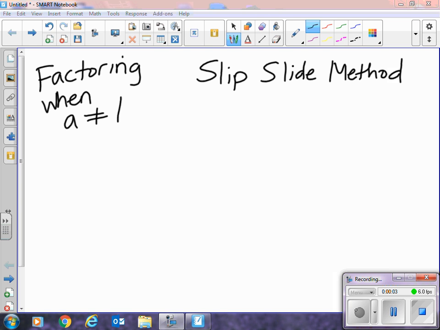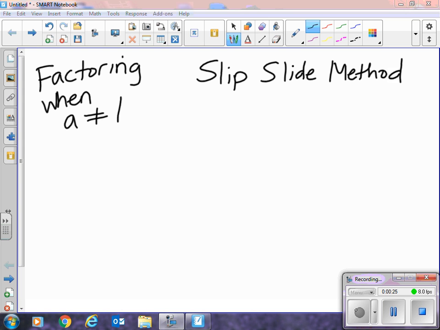Right. These notes are going to show you and remind you what to do when you're factoring when that a value, that leading coefficient, is not a 1, anything but a 1. Right? So there's a method called the slip slide method that helps you get the factors really easily and really quickly, rather than just regular guessing and checking and that sort of old-fashioned business that is tedious and time-consuming.